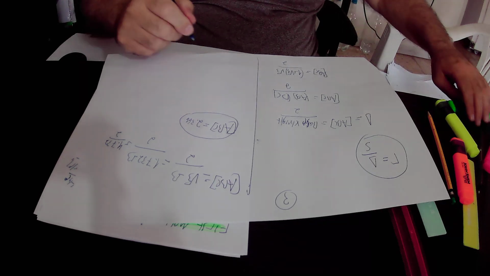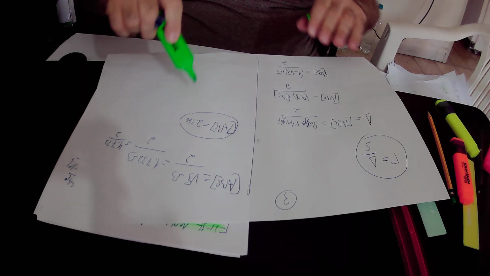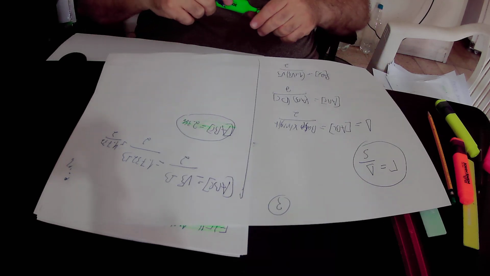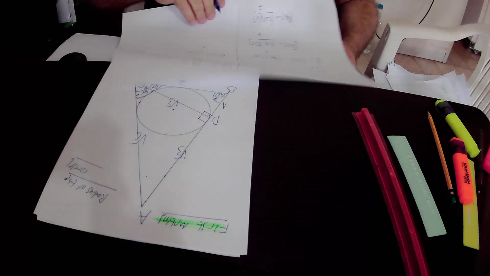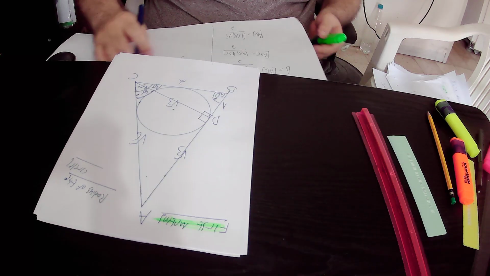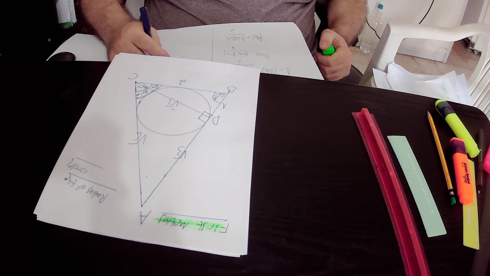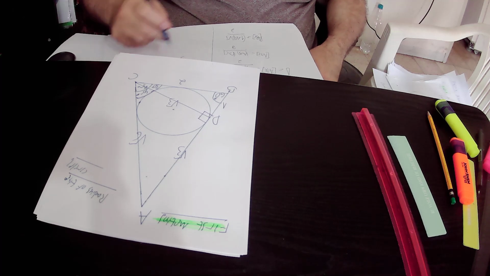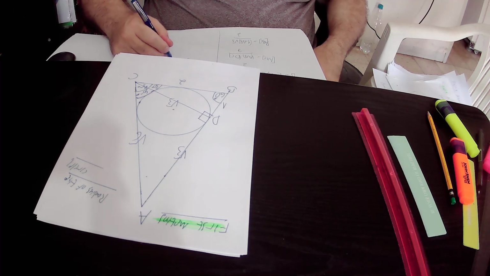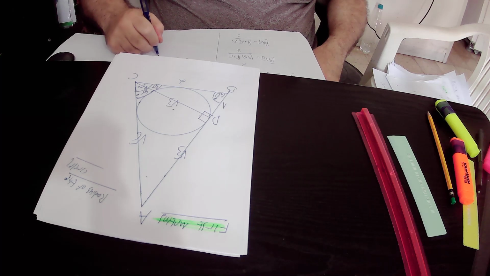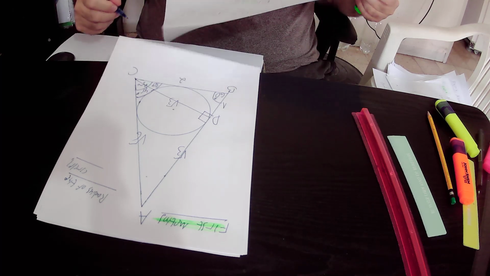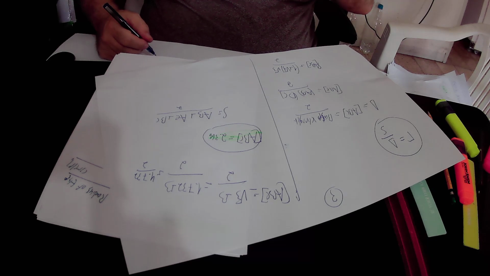In the next step, we find out the semi-perimeter of triangle ABC. S equals the sum of the lengths of its sides over 2. So it is AB plus AC plus BC over 2. Okay, the semi-perimeter is AB plus AC plus BC over 2.